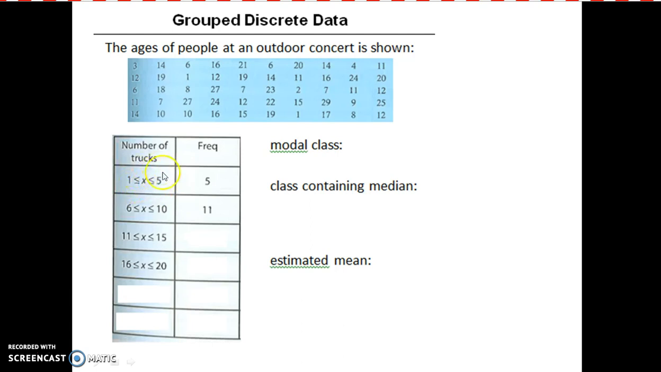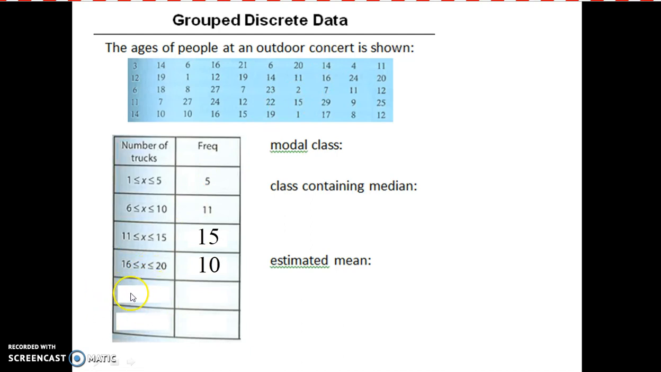So how many times do the numbers 1, 2, 3, 4, and 5 occur? Well, here's 1, here's 2, here's 1 again, there's 4, and there's a 3. So if you count all the numbers between 1 and 5, including 1 and 5, there's 5 of them. This frequency is 5. Then looking for numbers between 6 and 10, including 6 and 10, there's 11 of those. Now we're going to look at numbers from 11 to 15. Any numbers that are 11, 12, 13, 14, or 15, if you count those up, it's 15. There's a lot of those. And then numbers 16 to 20, there's 10 of those.